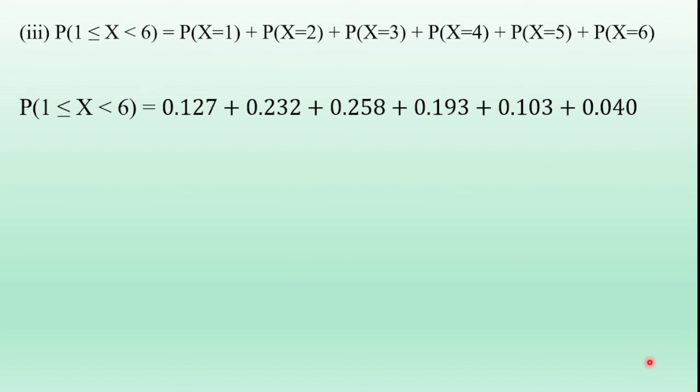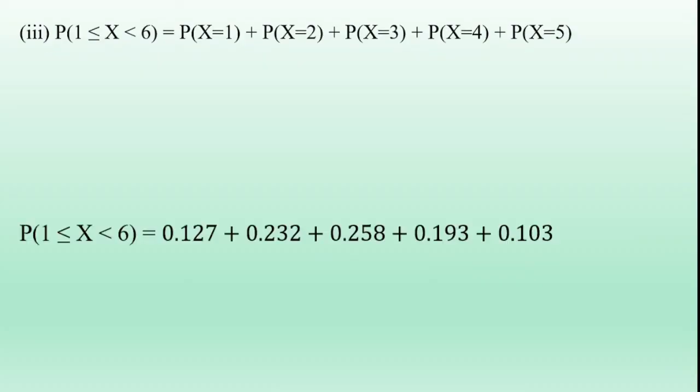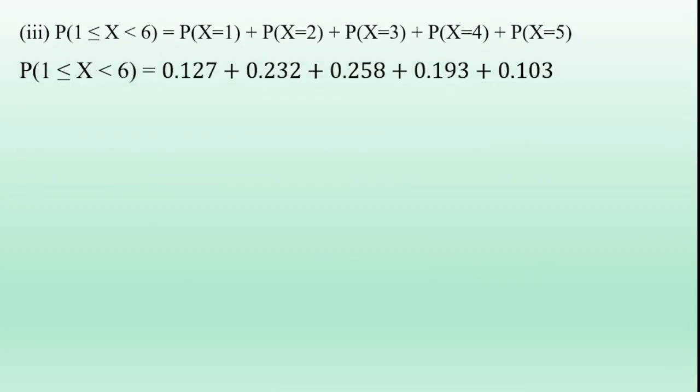And the third bit solution: determine the probability of 1 less than or equal to x less than 6. This means the probability value is P of x is equal to 1 to P of x is equal to 5. These probabilities are already calculated. Substitute all those probabilities here.